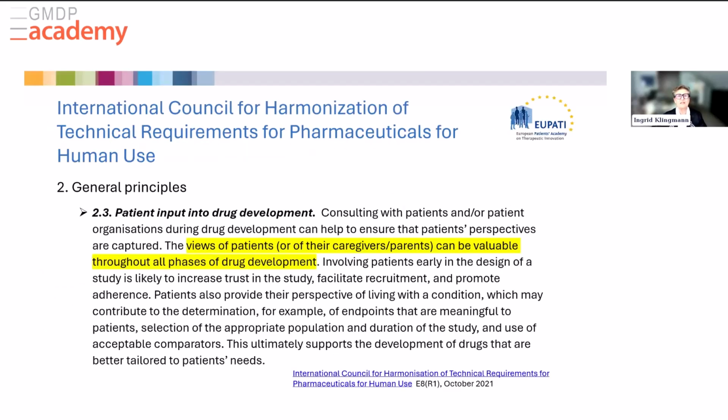In ICH E8, in the general principles, there is a paragraph on patient input into drug development, and there it's clearly said that the views of patients or their caregivers can be valuable throughout all phases of drug development, and involving patients early in the design of a study is likely to increase trust in the study, facilitate recruitment, and promote adherence, etc. So here we have clearly the request to involve patients and a statement agreed on a global basis, because ICH is global, that patient involvement makes sense.